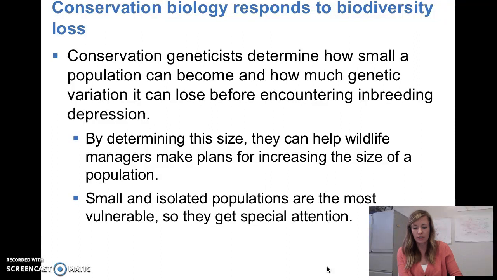So conservation biology is in response to biodiversity loss, so we're not really looking to change things away from the way they were naturally. We're not looking to increase species more than were found before human impact. We're looking to return things to a state from before human impact.